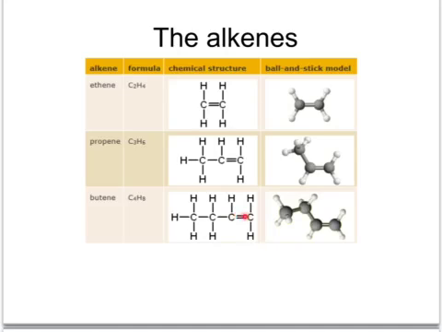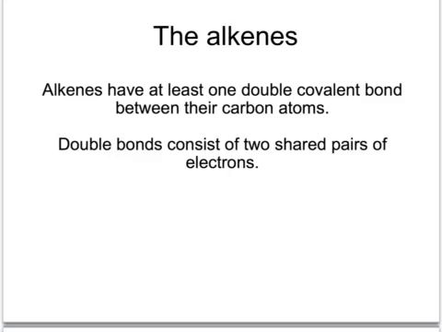Notice that there's a double bond between two of the carbon atoms. That's made up of 2 pairs of shared electrons. It's a double covalent bond. All alkenes have got at least one double covalent bond in their structure.